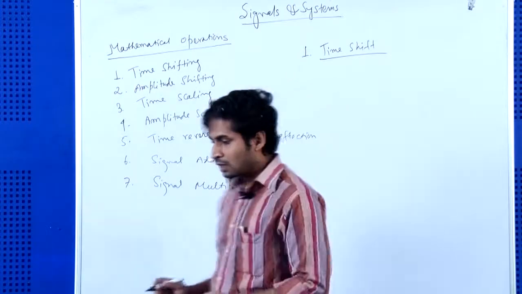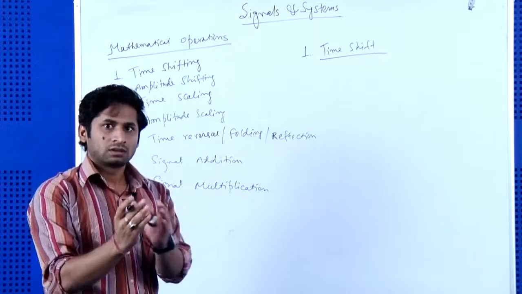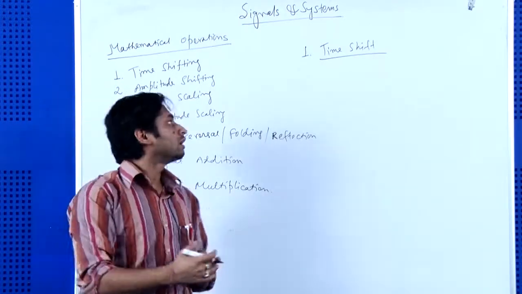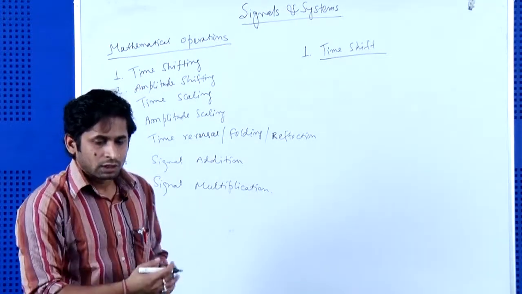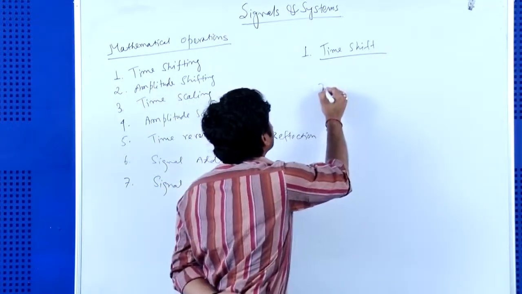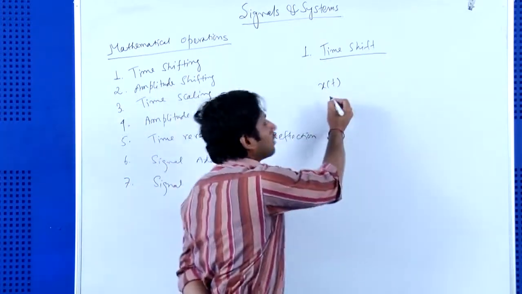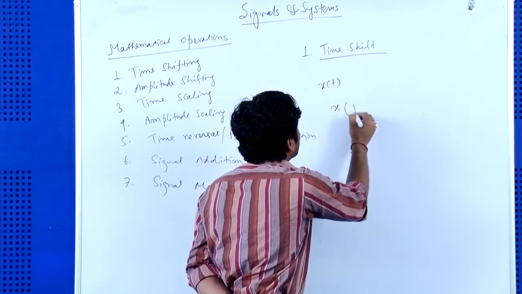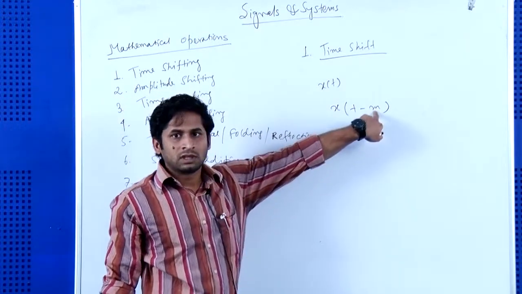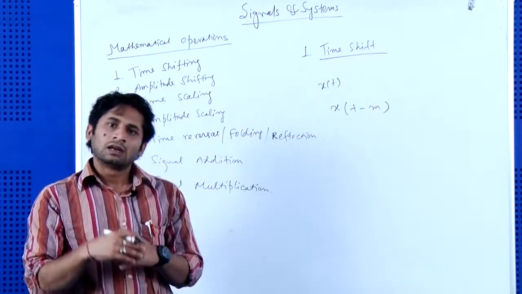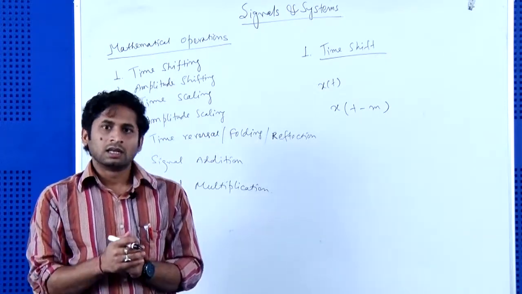In this case, we have to shift with respect to the time axis. Sometimes it is required to shift the signal, it may be to the left hand side, it may be to the right hand side. So, let x(t) be any continuous time signal. The shifted version of this x(t) is represented by x(t - m). Depending on the sign of m, the signal may be shifted to the right hand side or to the left hand side.